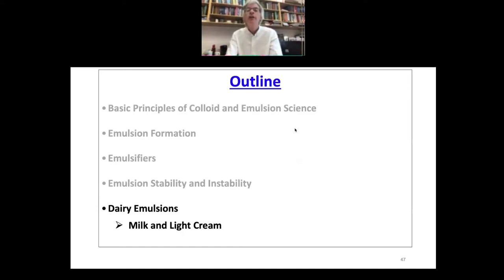So if you're not interested in dairy systems, nevertheless, what I'm going to talk about will reinforce, I hope, the principles of colloid stability and be more broadly related to food stability of all colloidal systems.